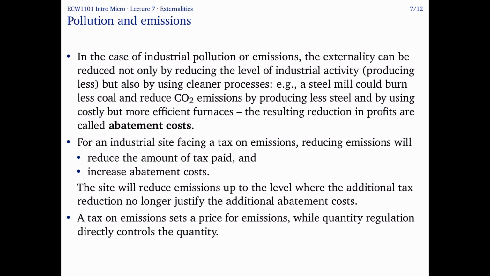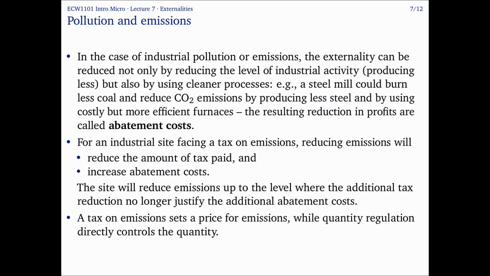But of course, you incur higher abatement costs, right? So now the presence of this tax creates a benefit to the polluter of reducing emissions. And the benefit is the amount of the reduced tax. Right? They have to pay less tax for the emissions that they're generating.